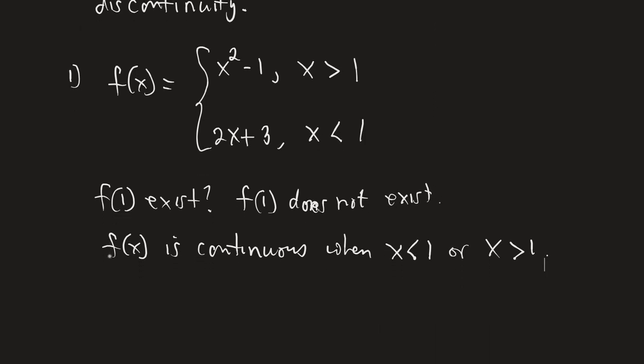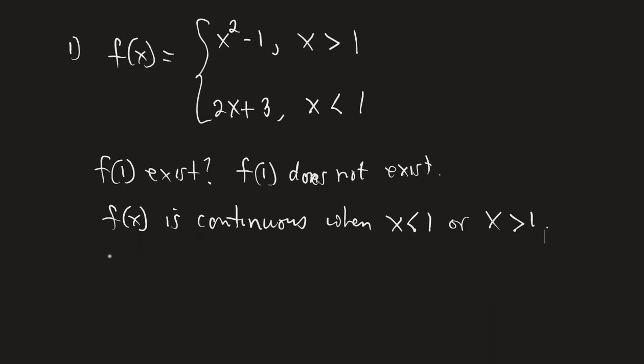So let's check the one-sided limits to see what happens, right? So let's take the limit as x approaches 1 from the positive side of this function. Well, when x is close to 1, but just a little bit bigger, then we would end up using the top piece of the function. So we would end up having 1 squared minus 1, that's 0.